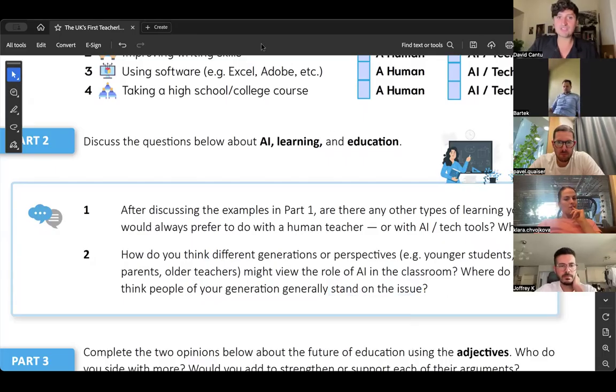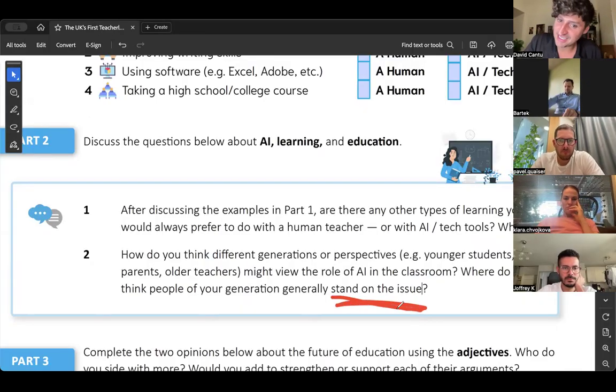So try to use some of these expressions. You can ask someone, where do you stand on the issue? That's advanced. Basic English: what do you think? What's your opinion? Advanced English: where do you stand on this issue?